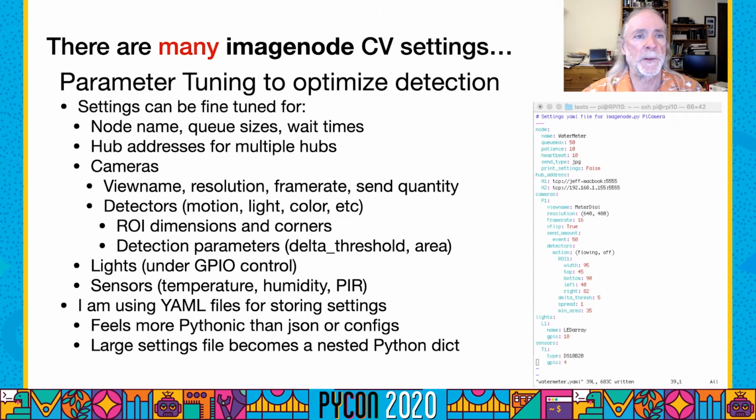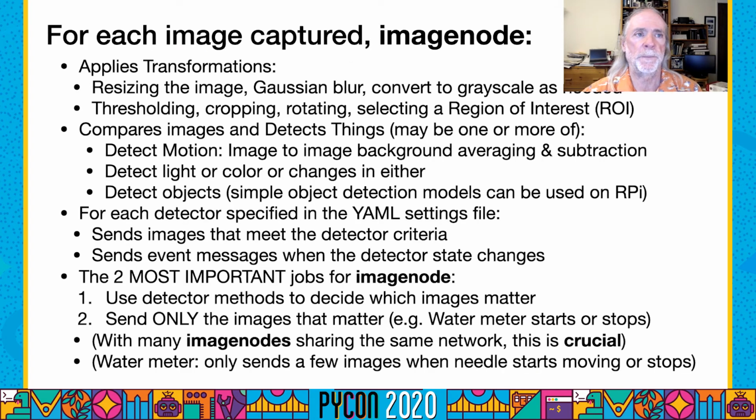The thing with this approach is you need to set all those computer vision settings, and there's a lot of them. I have to set view name, I have to set detectors, I have to set lights, I have to turn on sensors. I use YAML files for that. I find them to be very helpful. They basically become a Python dictionary once you read them in. So you can see one of the YAML files on the right. It's really an effective way to put a lot of settings into an instantiation of an image node.